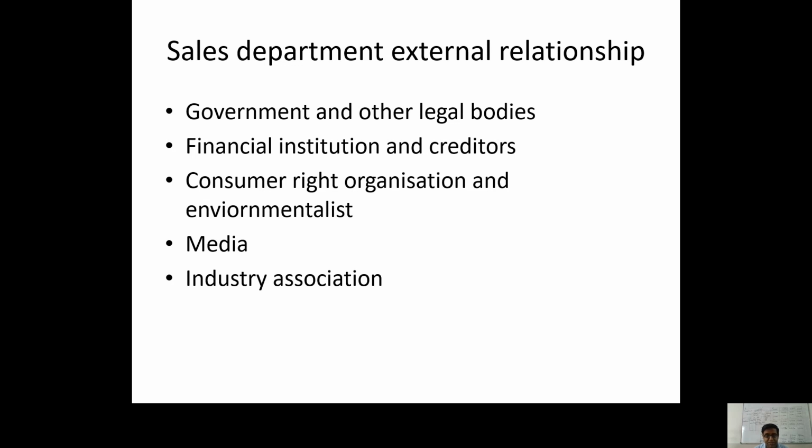So in that condition, there are some organizations which check that no consumer right is violated. Your organization must not make profits out of harming the environment, water, land, air. So it is also a vital role of your sales department to have a direct and good liaison with such organizations. For example, your products are consumed by various categories of customers.